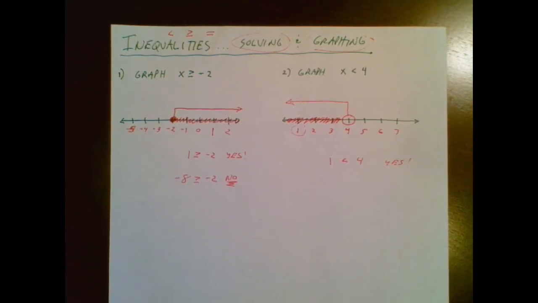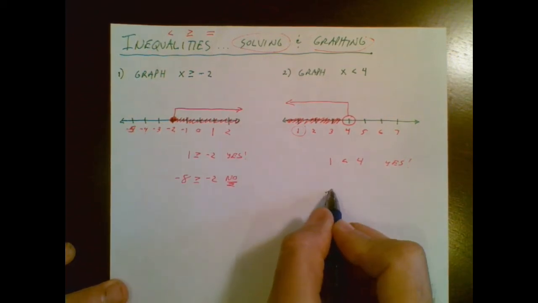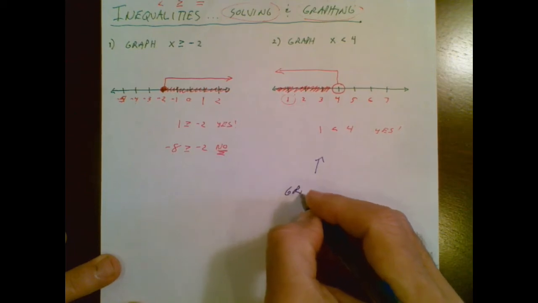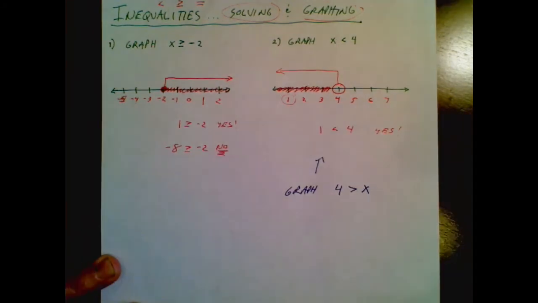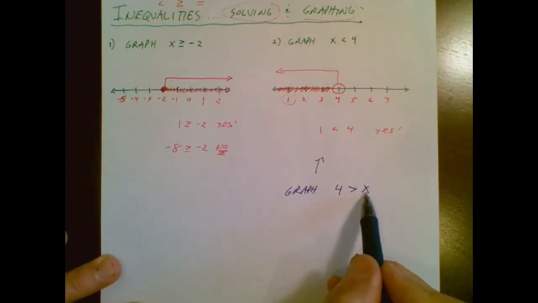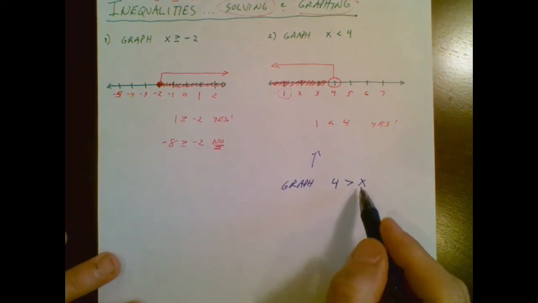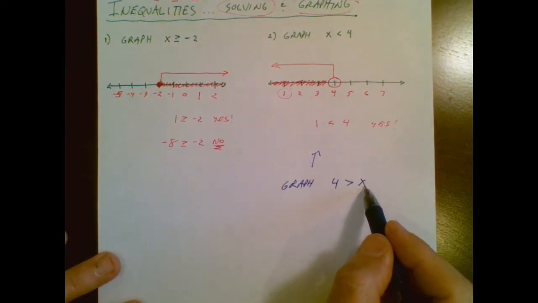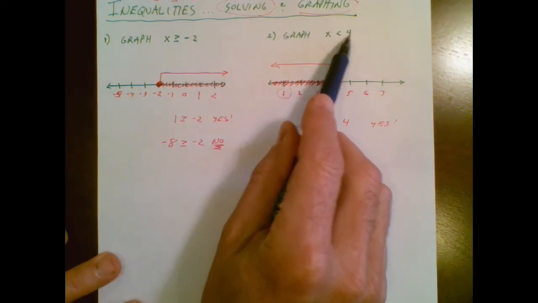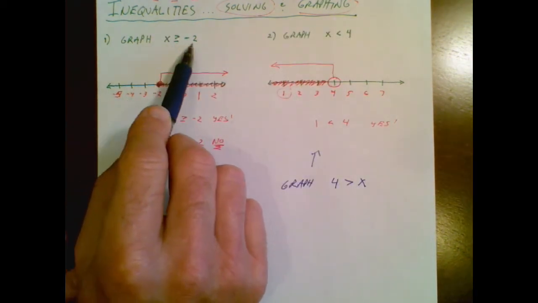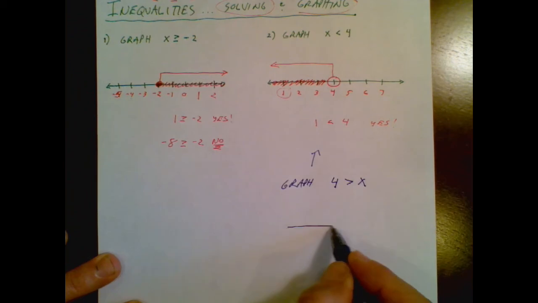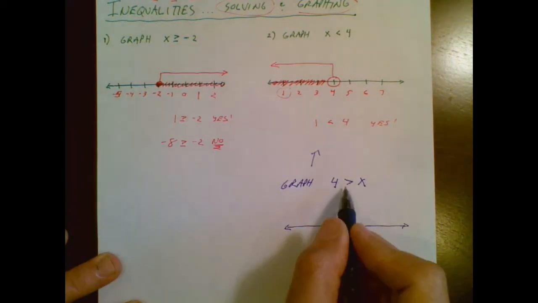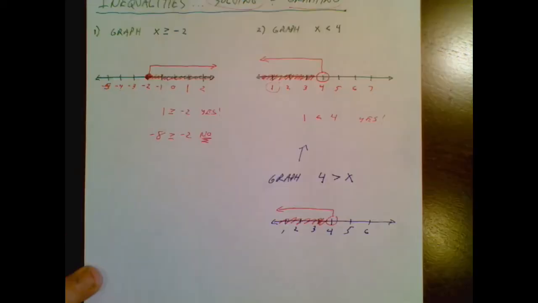And one final thing, sometimes it drives people crazy when an inequality is written in a kind of reverse fashion. So I'm going to redo that problem, but I'm going to say graph 4 greater than x. So notice my x is on the right-hand side. My advice to you is always read your inequality from the point of view of the variable. This says x is less than 4. X is greater than or equal to -2. So I would read this as x is less than 4. But in the end, I'm still going to end up graphing it the same way.